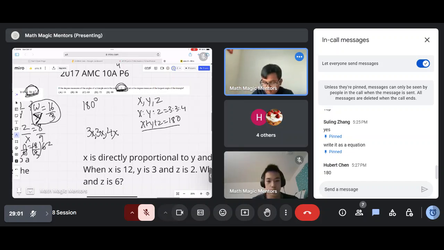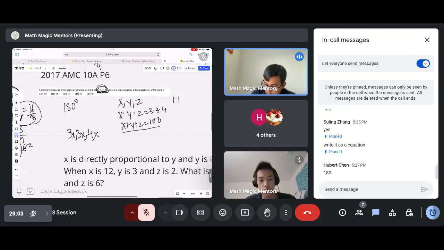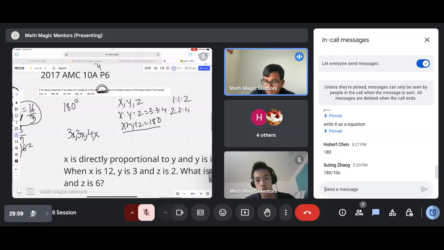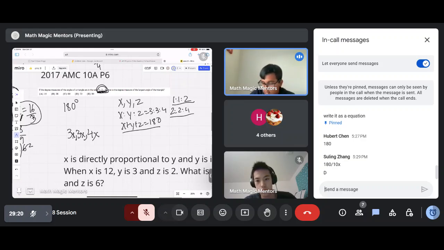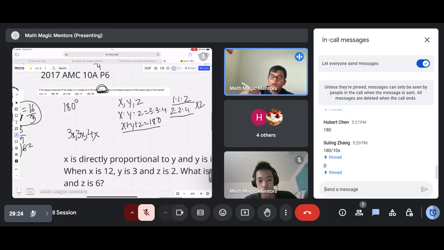I'll give you guys an example. 1 is to 1 is to 2, and then 2 is to 2 is to 4. Are these the same proportions? Is 1 to 1 to 2 equal to 2 to 2 to 4? Yeah, they're the exact same proportion. I just multiplied it by 2. I scaled 1 to 1 to 2 by an amount of 2, and I got this, right? So that's exactly what I'm trying to do here.